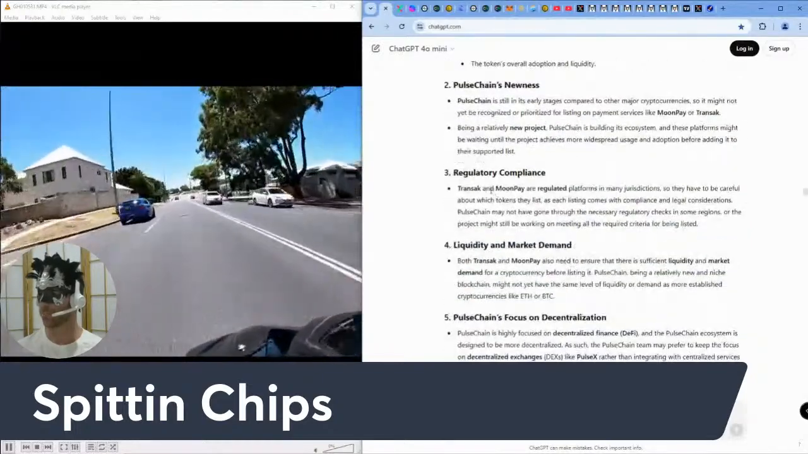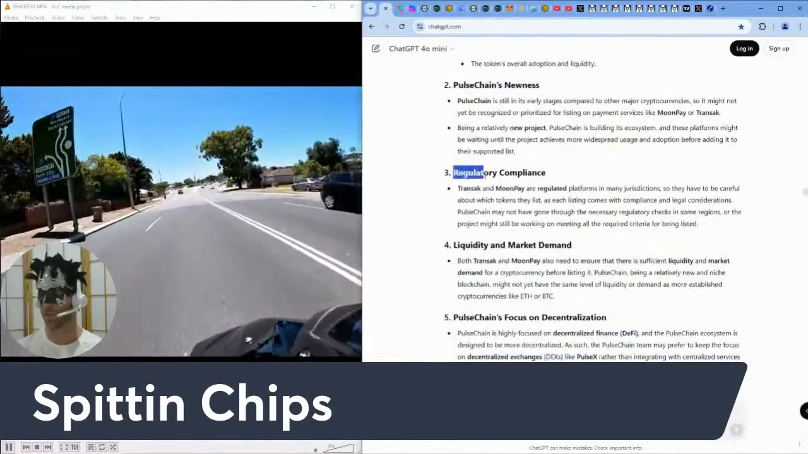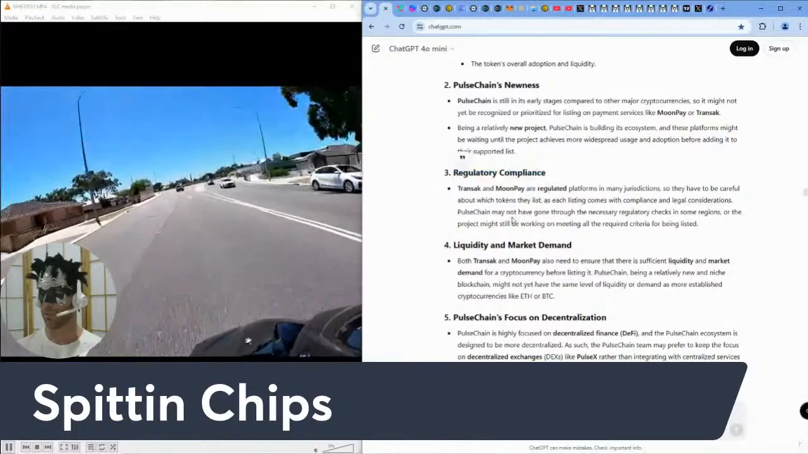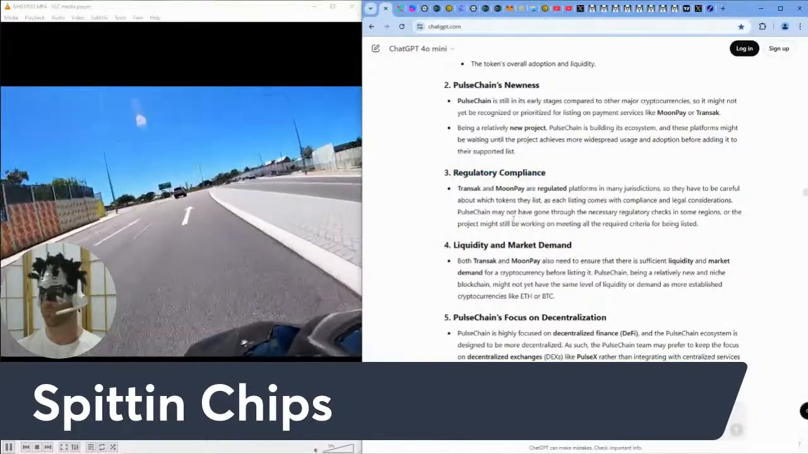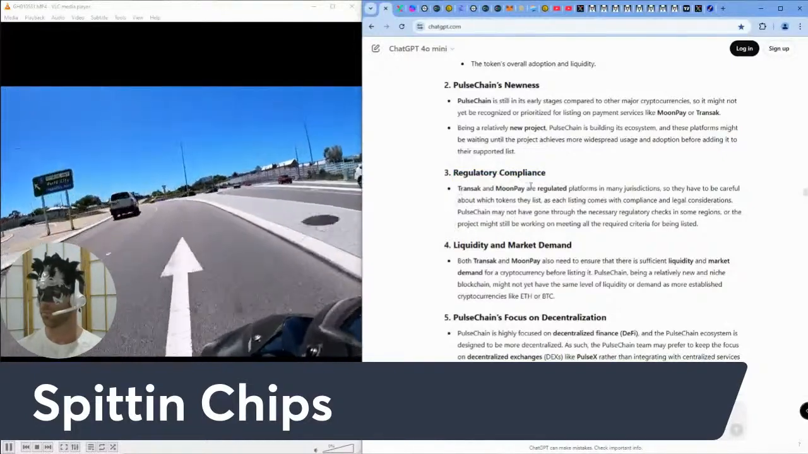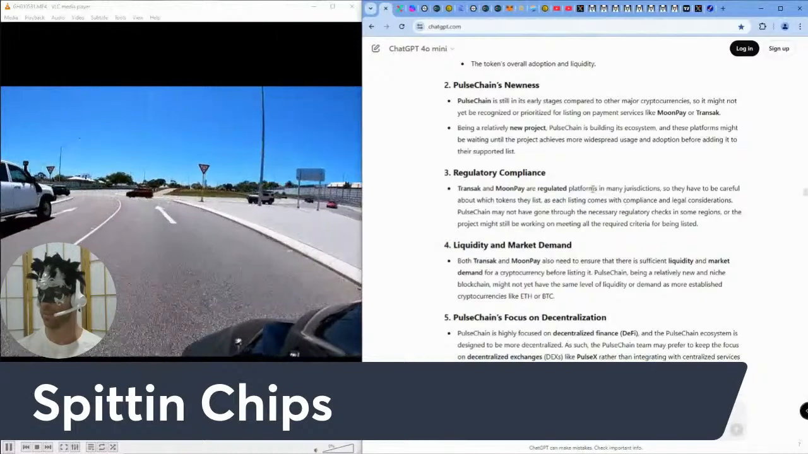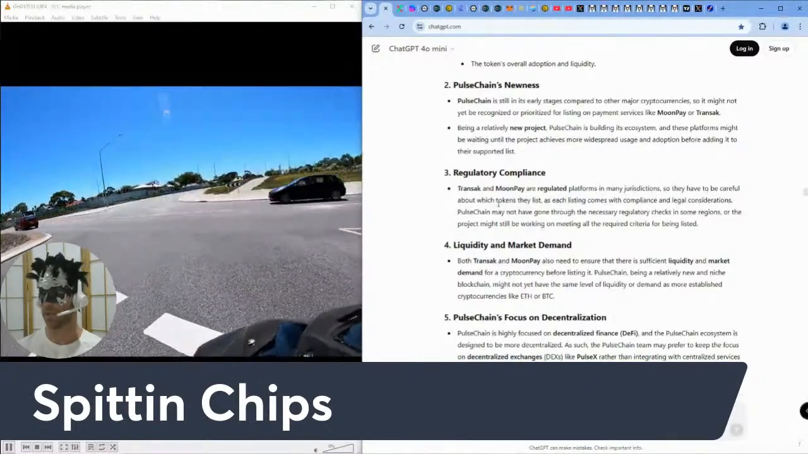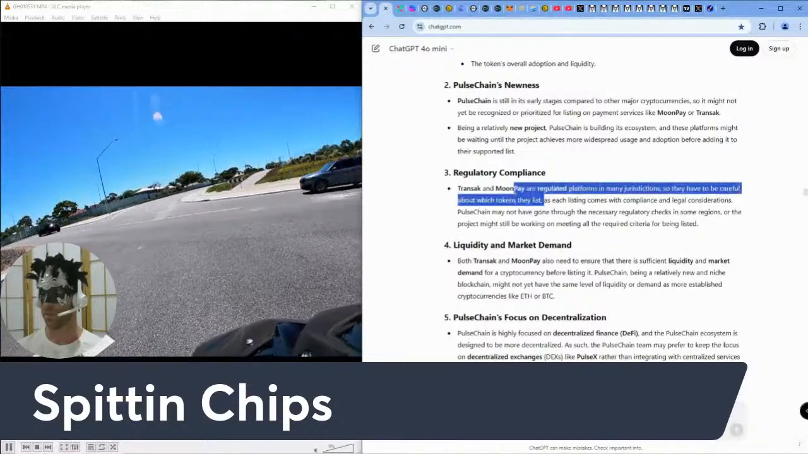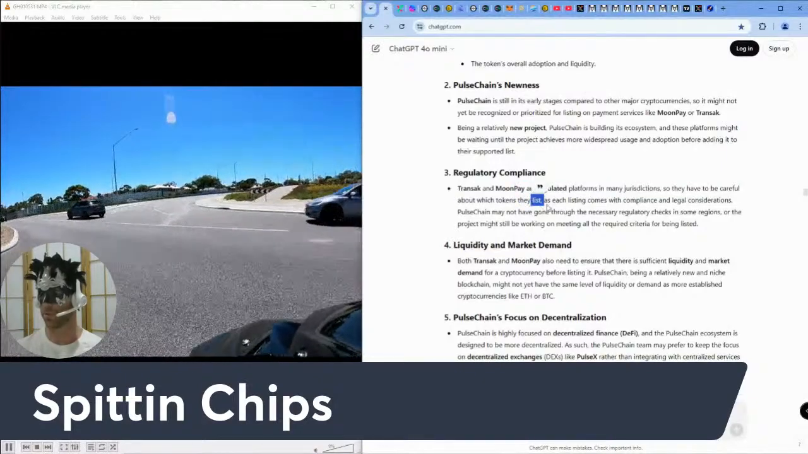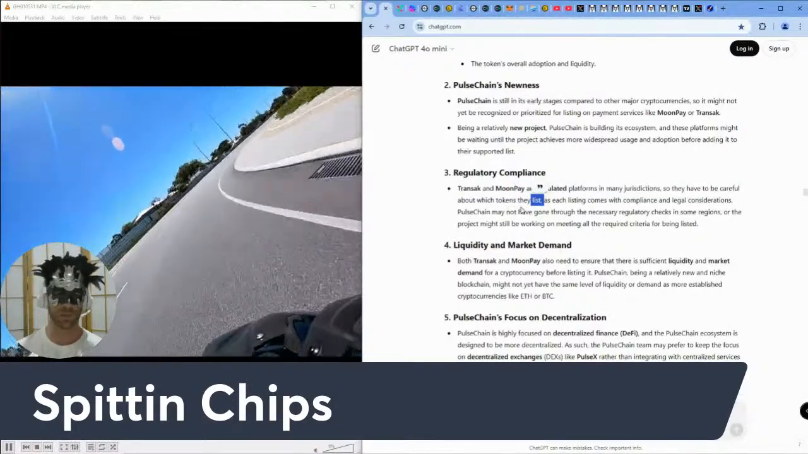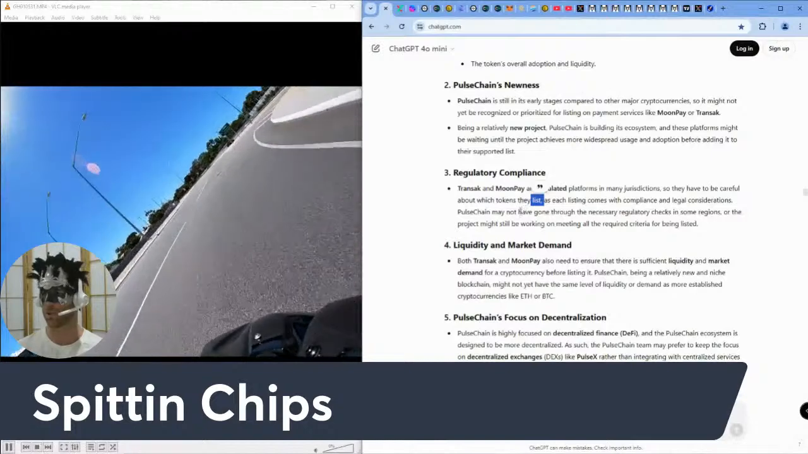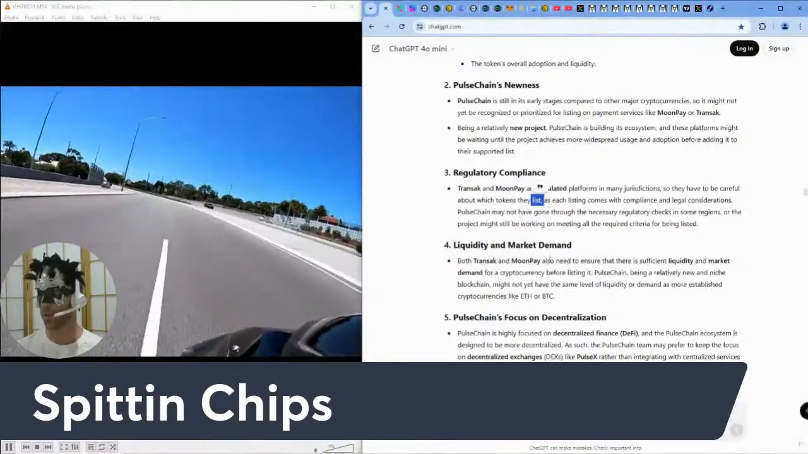The main thing, I think, is just regulatory compliance. PulseChain is still a very new ecosystem, and the platforms might have jurisdictions, so they have to be careful about which tokens they can list. So they may have listed before, but because of what's happening at the moment in America, as you know, there's a big shift towards cryptocurrencies. This will come in time.